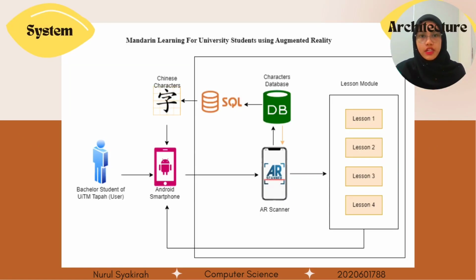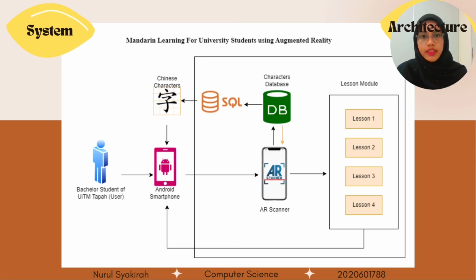This is the system architecture of the project. The users of this project are bachelor students of UiTM Tapah. And they will use an Android smartphone only to use the application. So in the application, we have the augmented reality scanner to scan the words. The augmented reality scanner scans the words from the 4 syllables that have been stored in the character database. If the user scans words that are not in the character database, it will not display the translation or the output.